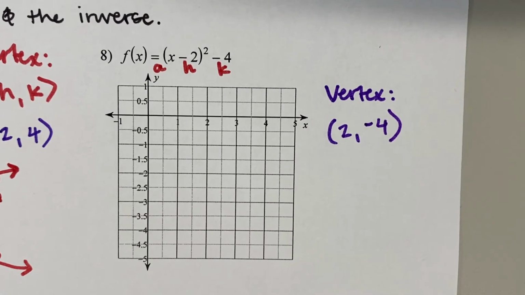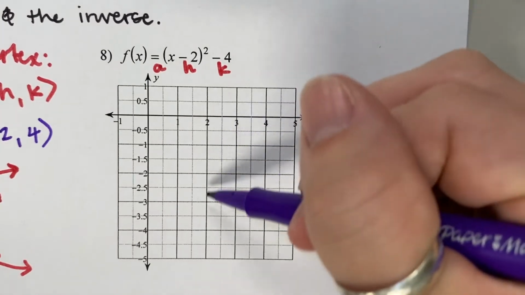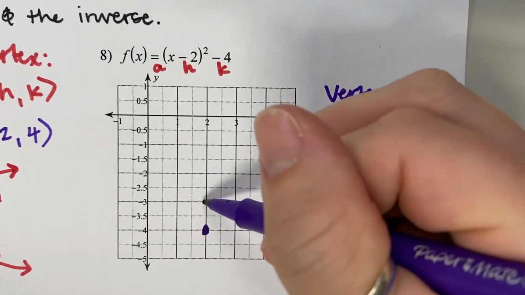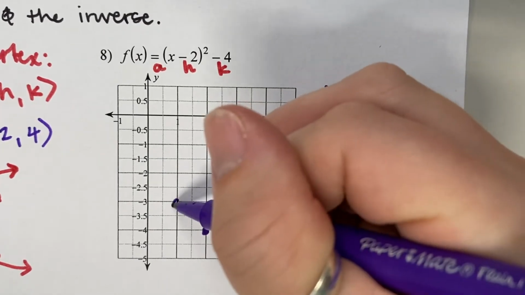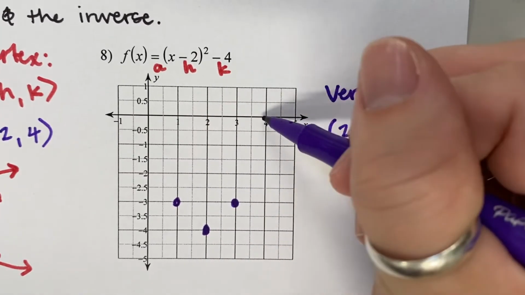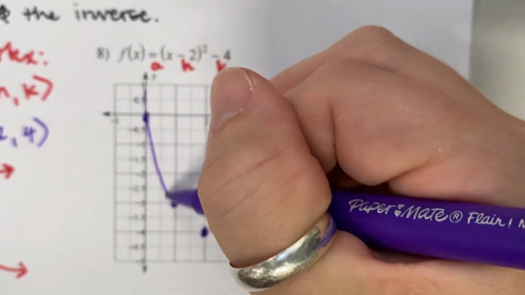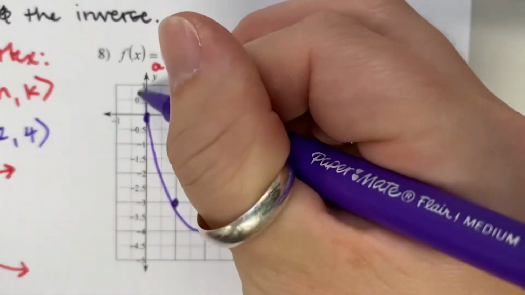Okay, let's go ahead and graph that guy. So we have 2 down to -4. Now we just use our pattern, up 1 over 1 on both sides. Up 1, 2, 3 over 1 on both sides. And there's our original parabola.